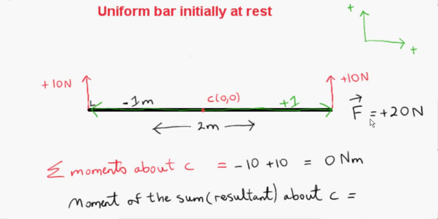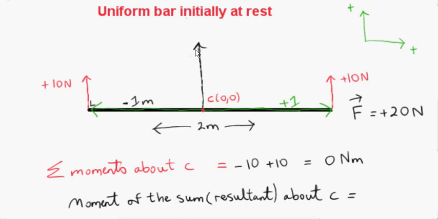The question is, where should we position this resultant force so that it has the same turning effect as the two constituent forces? Now, intuitively, that's very clear. We should position it at the point C. So even without doing any calculation, we can see that it has to go here.